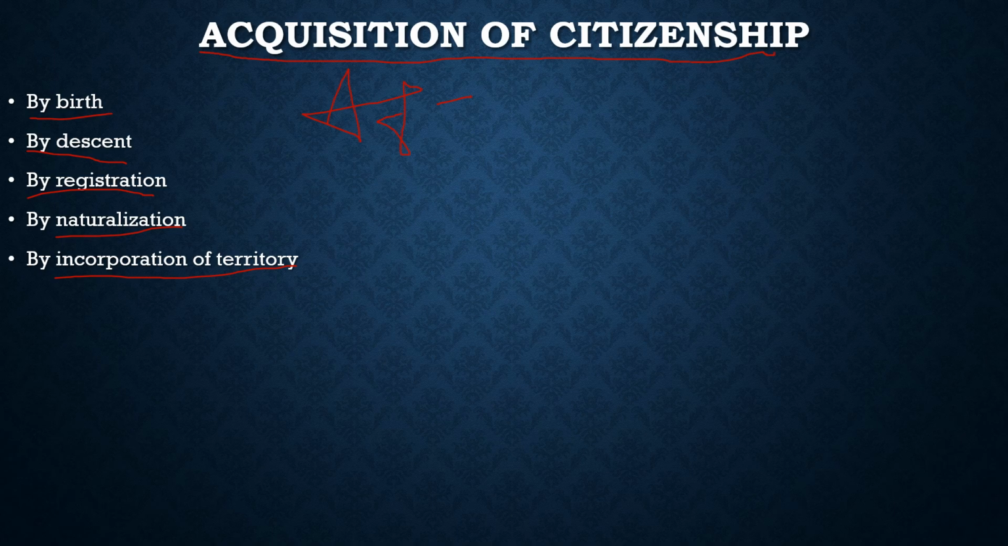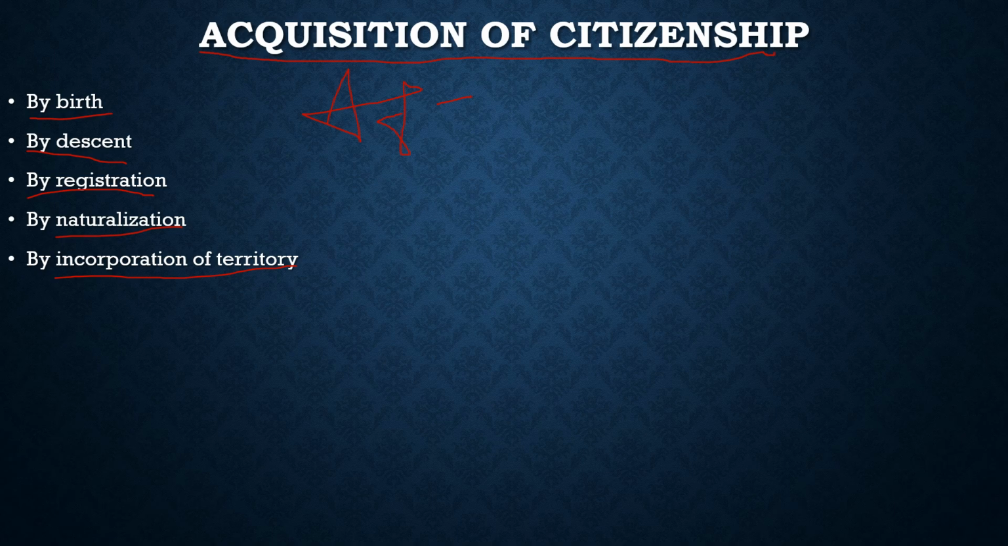For example, after 3rd December 2004, what will happen if you are born in India? For you to acquire the citizenship of India, there is one important criterion: one of your parents should be a citizen of India, and the other parent should not be an illegal migrant. So this was made very much clear after 2004 itself.